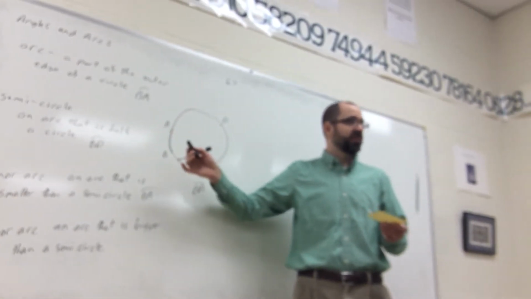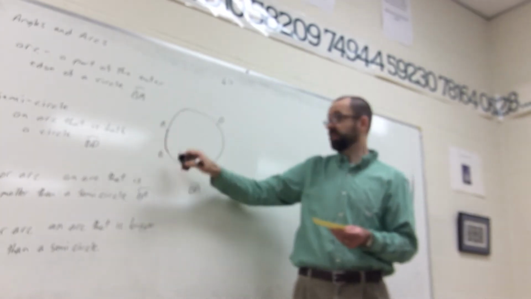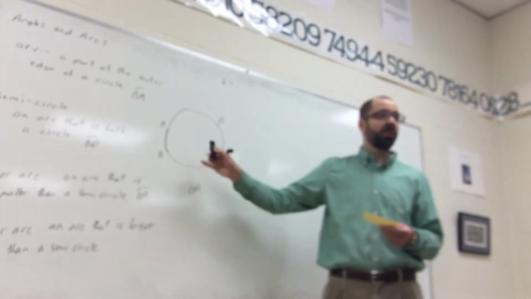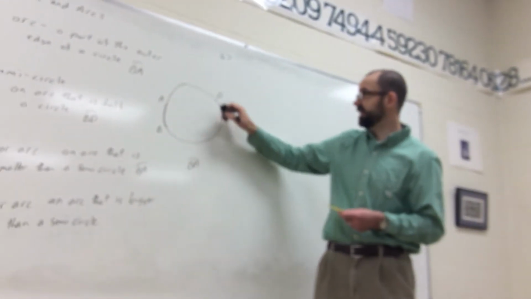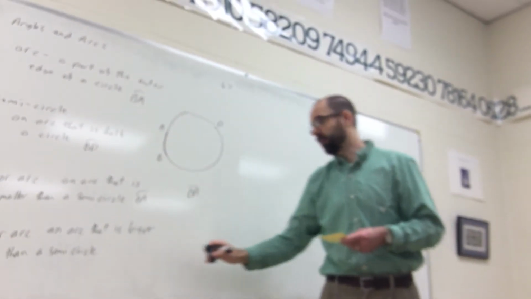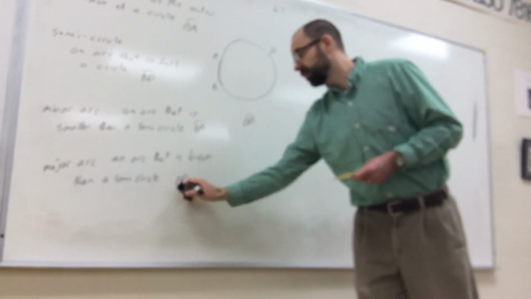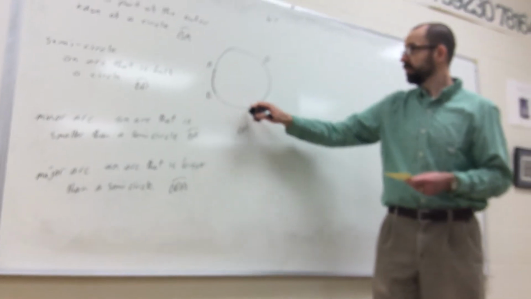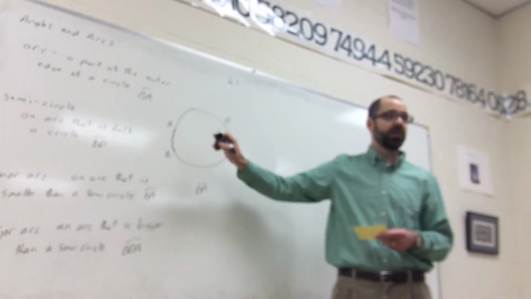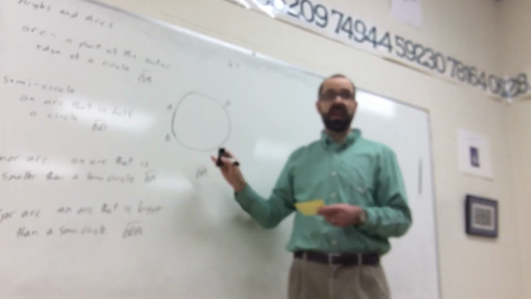Now we need a way of saying that we're going to go this way instead of the short way. So what we do is we use 3 letters. So we're going to call this BDA. And that way we'll know that we went the long way. So BDA is a major arc because it's more than halfway.